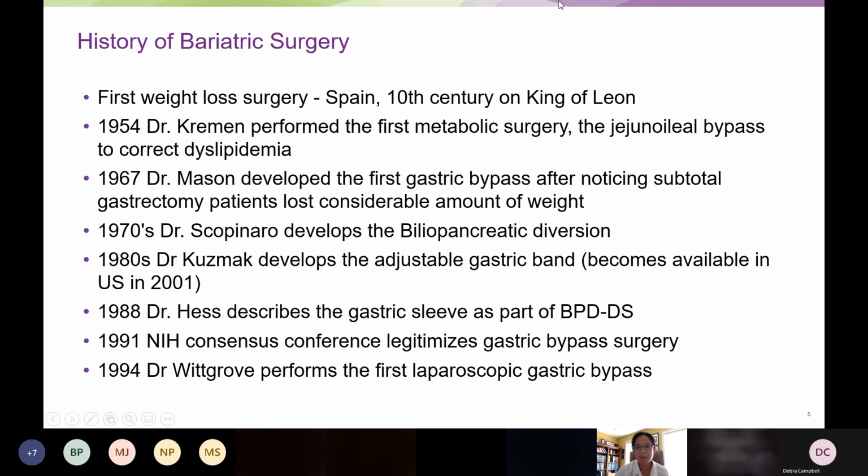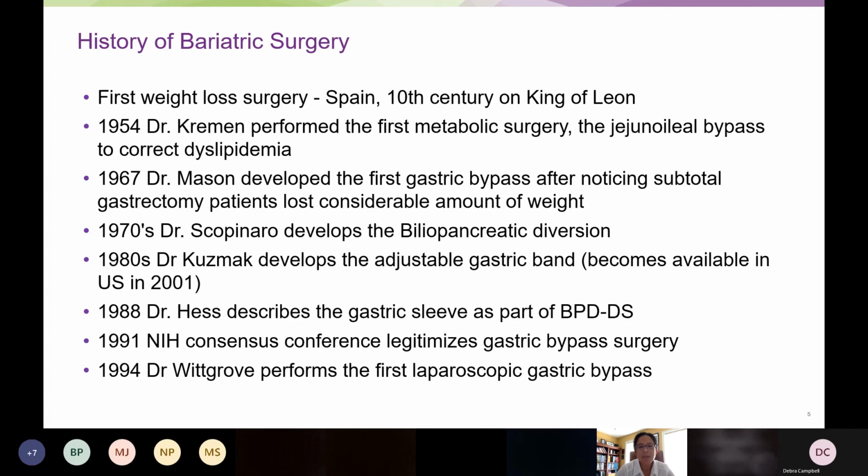And it actually became very popular because it was a nice, simple surgery that didn't require a lot of bypassing of the intestine and not a lot of malabsorption. In 1991, the NIH had a consensus conference. And this was really what made bariatric surgery boom.